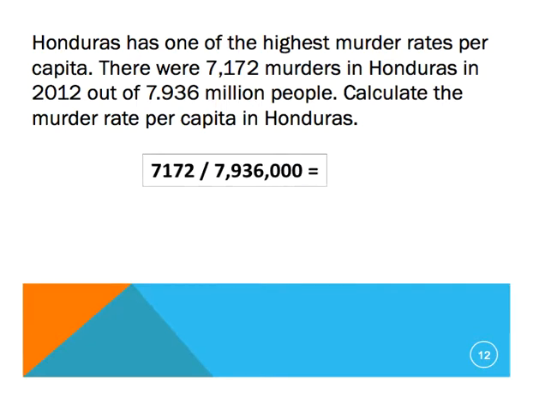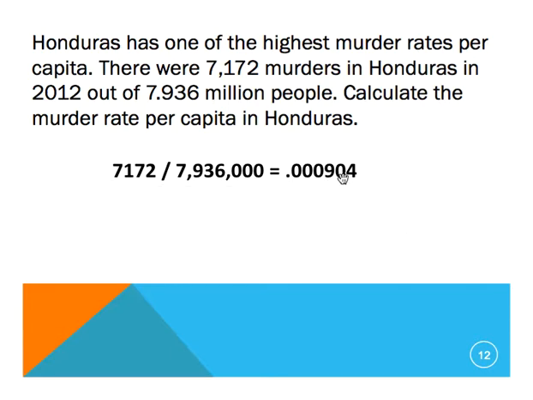If we divide, 7172 divided by 7936, don't forget the 3 extra zeros on there, we get a pretty tiny little number, 0.000904 if we round. So this is our murder rate per capita. That means that for every one person, there are 0.0009 murders. That's what it's going to tell you.